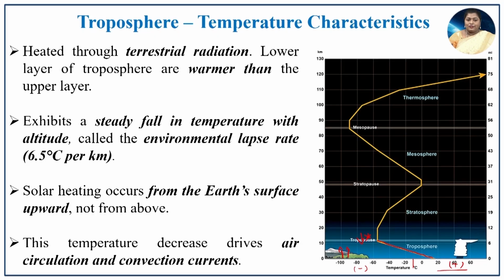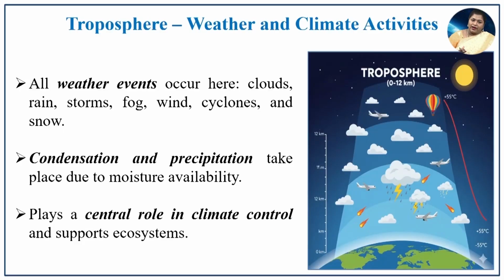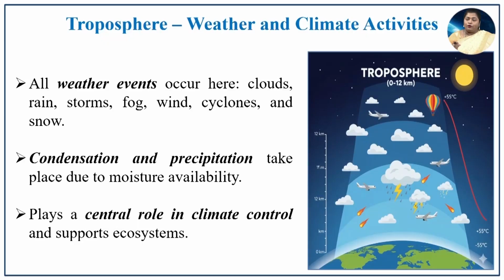This temperature decrease drives the air circulation and convection currents in this particular troposphere layer. All the weather events, as discussed earlier, that is formation of clouds, rainfall, storms, fog, wind activities, cyclone formation and snowfall, all these occur in this troposphere. Condensation and precipitation also take place in this layer, the troposphere. It plays a central role in climate control and it also supports the entire ecosystem.